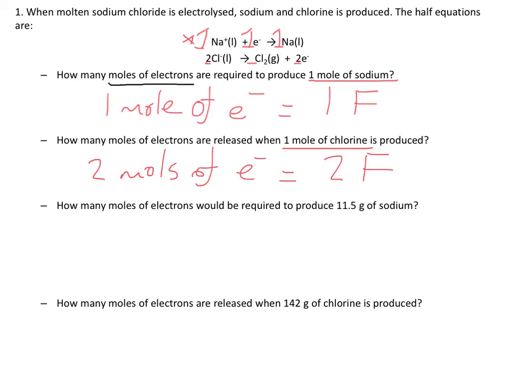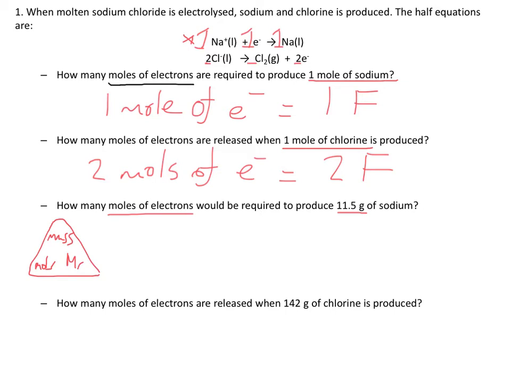So, let's take this on a little bit and make it slightly trickier. How many moles of electrons would be required to produce 11.5 grams of sodium? So before, we were using moles of sodium, now we're using mass of sodium. So we have to convert the mass into moles. And hopefully you can remember the equation, or the triangle that I quite often use with my students. Okay, that moles is mass over molecular mass, or RFM.